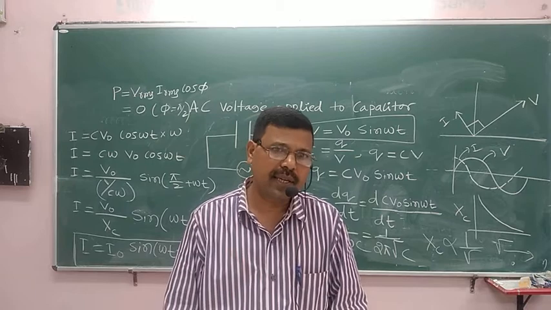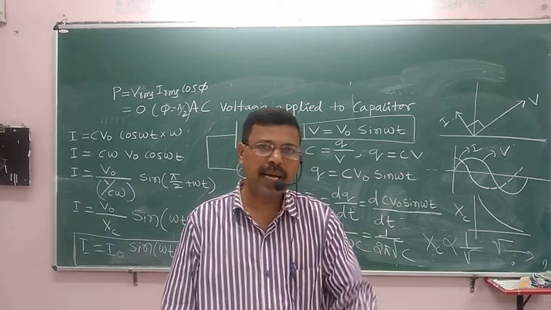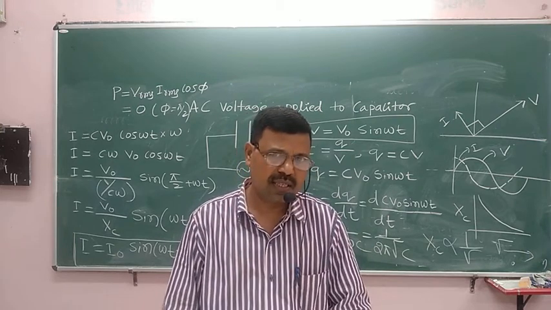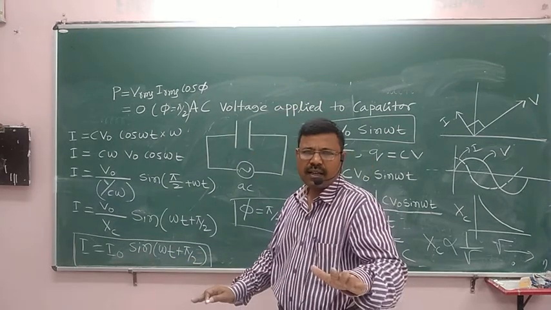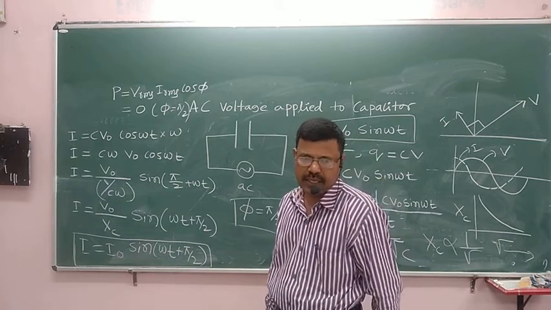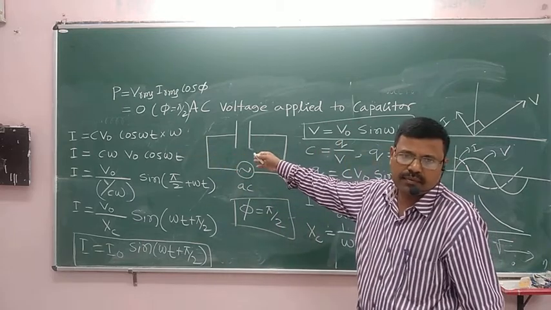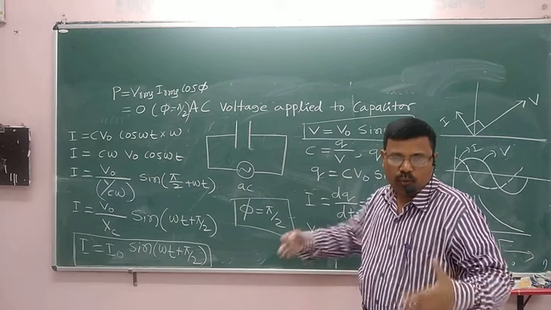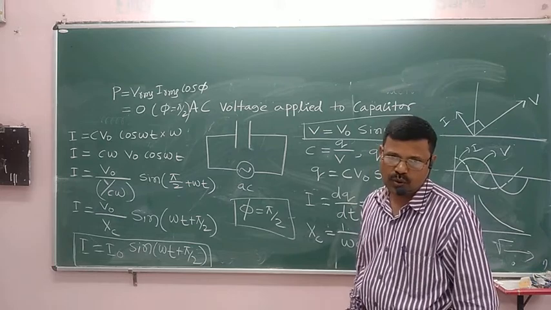However, in reality there is a little loss of power, since the capacitor is made of conductors and conductors have resistance. Therefore, a little power is consumed and dissipated as heat. But for an ideal capacitor, we assume that there is no resistance and therefore the loss of power is 0.